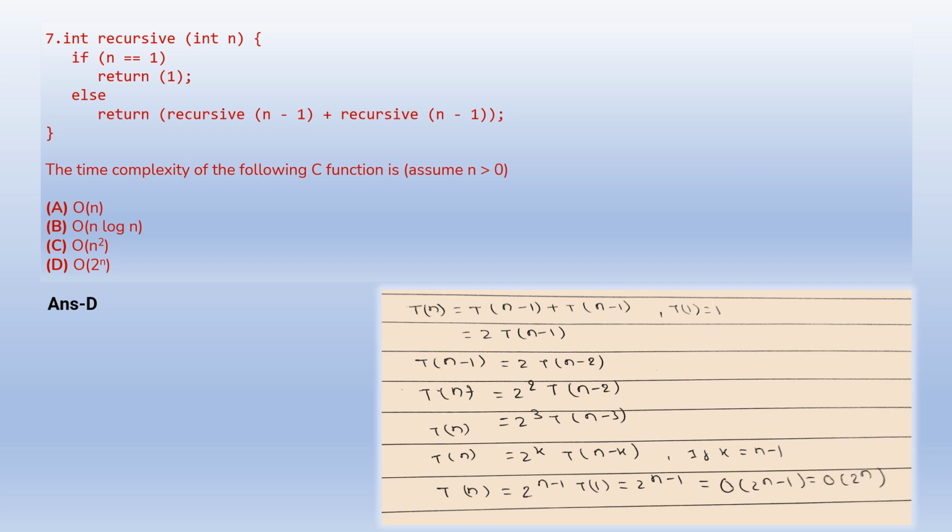So the recurrence relation becomes 2T(n minus 1), and when we solve it, we will get order of 2 to the power n. So the answer will be D here.